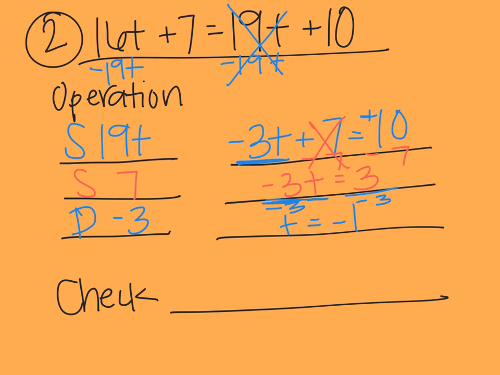Now to check my work, I need to put this into my original equation. 16 times negative 1 would be negative 16 plus 7. That doesn't change. Then we have 19t. 19 times negative 1 would be negative 19 plus 10. So now I have to determine, is negative 16 plus 7 equivalent to negative 19 plus 10? And in this case, it is true. All right, you will need to finish this page on your own with numbers 3, 4, and 5.